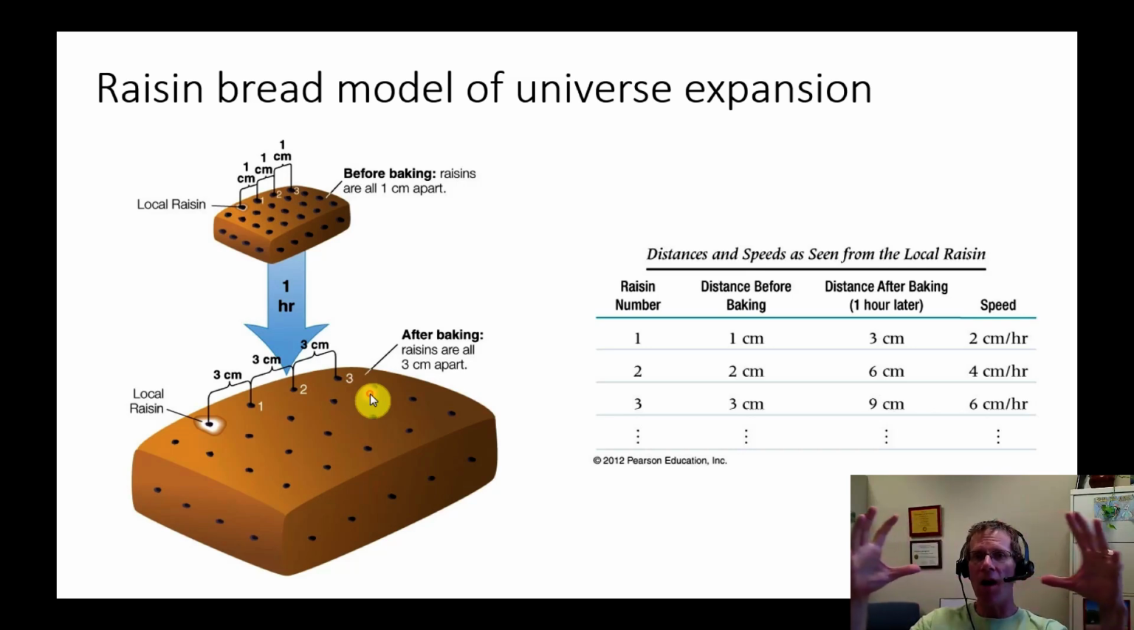That's because all of space is expanding. Raisin number 3 isn't moving any quicker from our outside the universe point of view, our God point of view, so to speak, but it is as viewed from the local raisin.